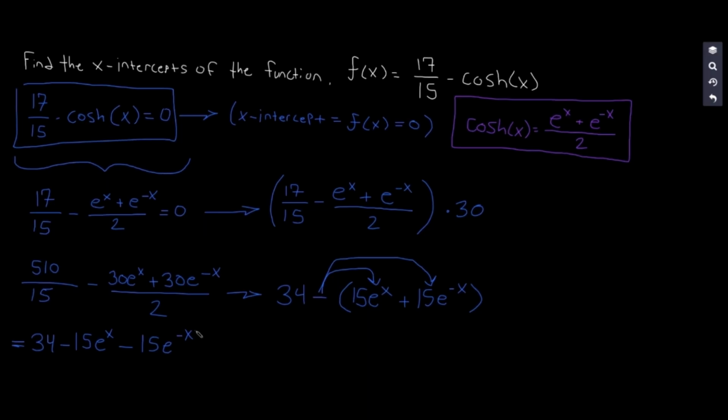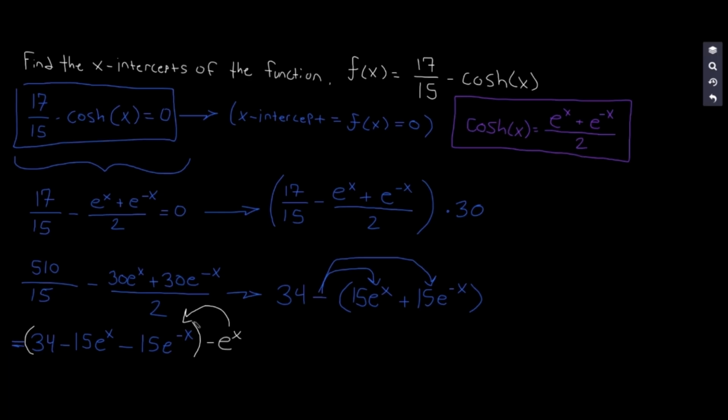We want to eliminate this term right here, e raised to the power of negative x. We want to eliminate it. So in order to eliminate it, we're going to multiply the entire equation by negative e raised to the power of x. So I'll throw some parentheses on here to indicate that this is going to be multiplied by negative e raised to the power of x.